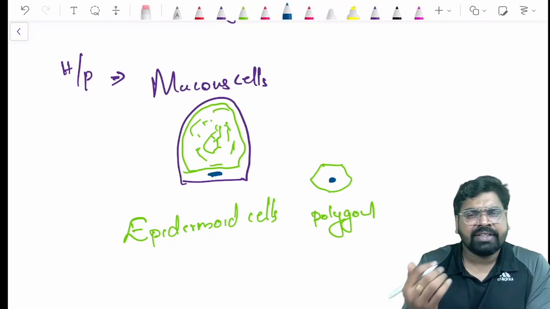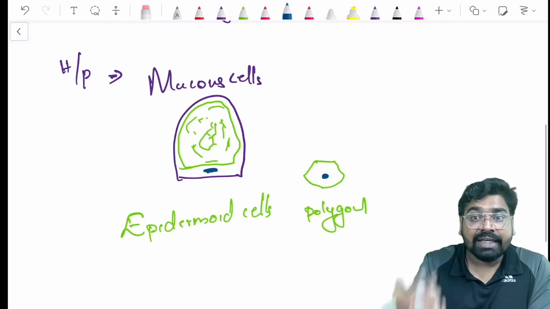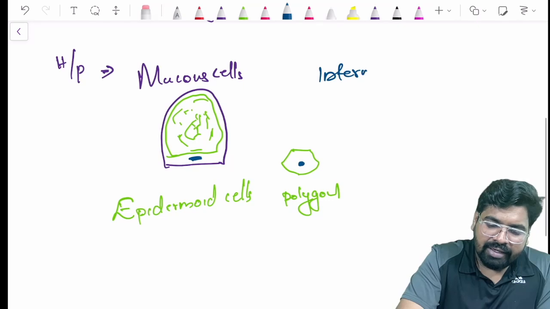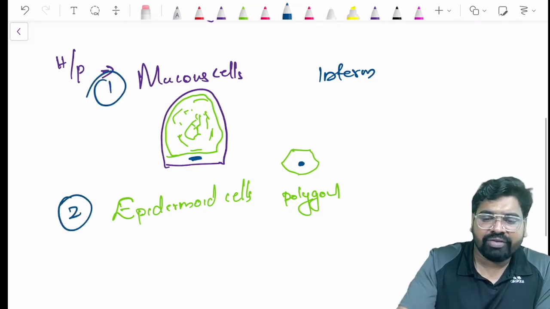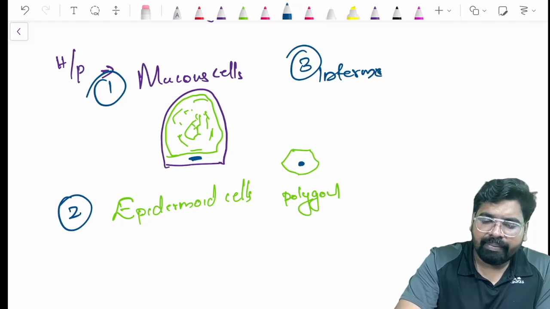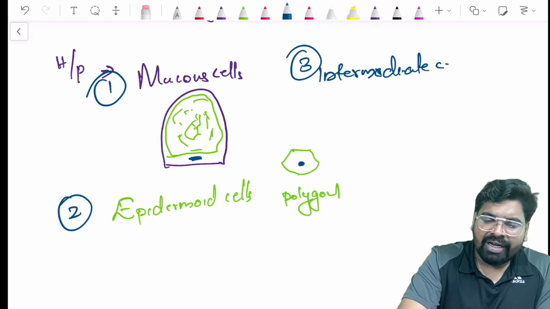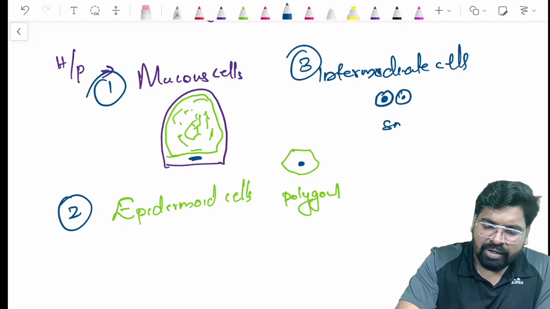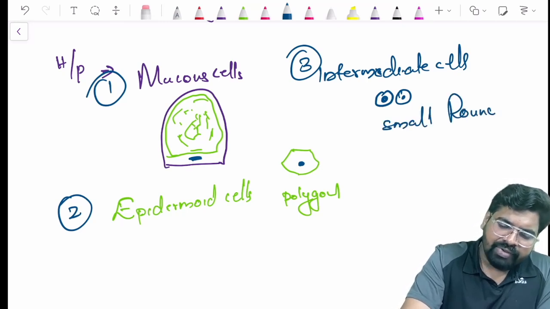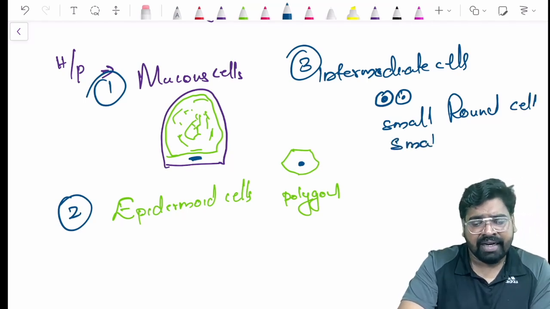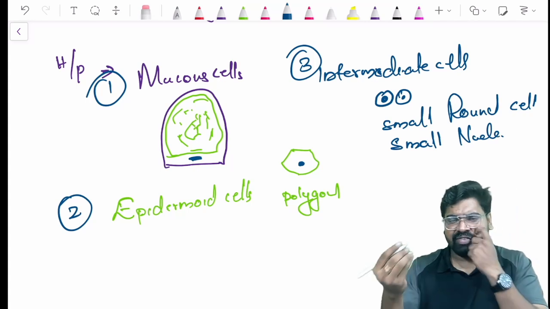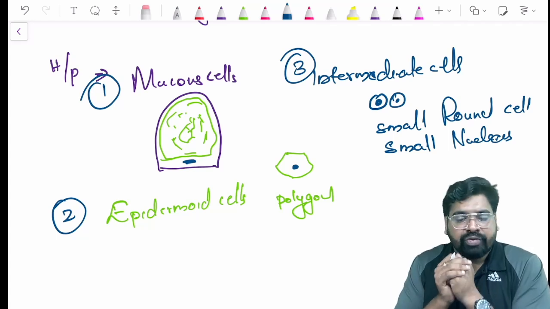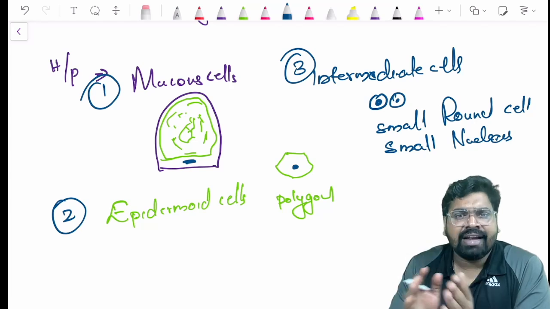Along with this, mucoepidermoid carcinoma has a third type of cell in between, called the intermediate cell. So first is the mucus cell, second is the epidermoid cell, and third is the intermediate cell. Intermediate cells are small round cells with dark nuclei, and it is very difficult to locate this intermediate cell in MEC practically.